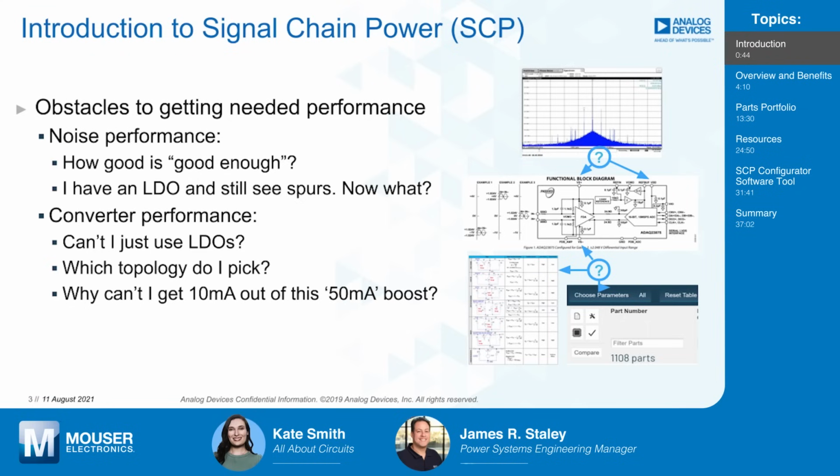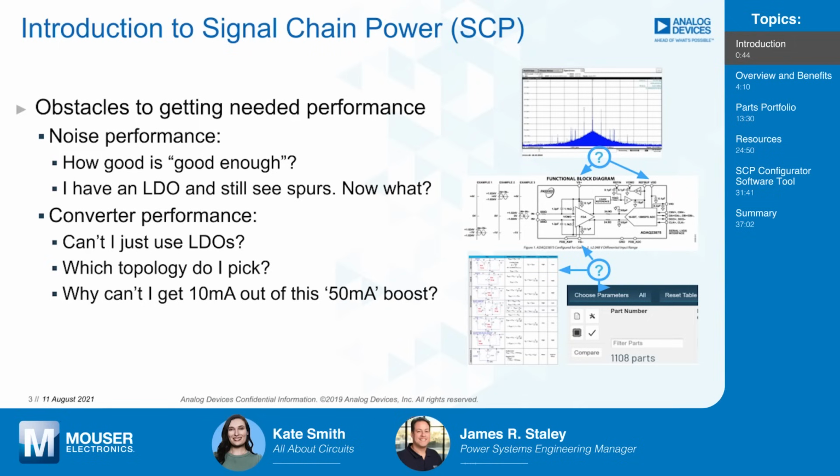Oftentimes it was for noise reasons. And we found ourselves asking, how good is good enough? And a lot of times we couldn't get an answer, or someone would say, well, I used LDOs, that's linear regulator, and I still see spurs in my FFTs. Now what do I do?